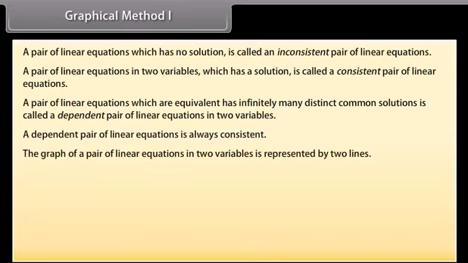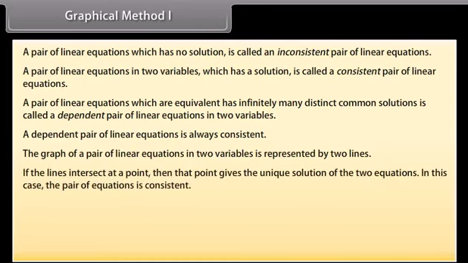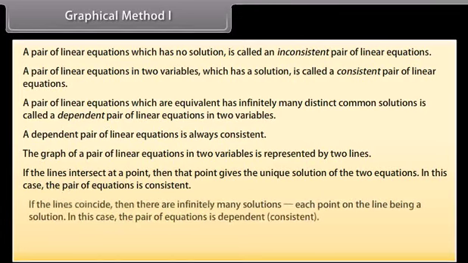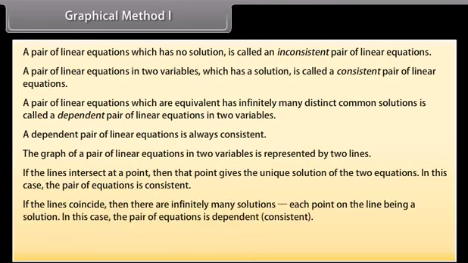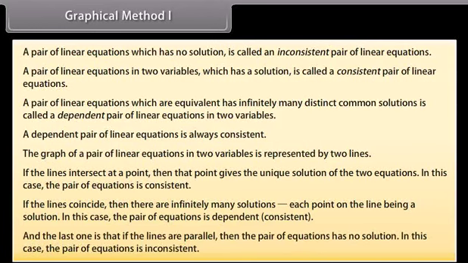The graph of a pair of linear equations in two variables is represented by two lines. If the lines intersect at a point, then that point gives the unique solution of the two equations. In this case, the pair of equations is consistent. If the lines coincide, then there are infinitely many solutions, each point on the line being a solution. In this case, the pair of equations is dependent, consistent. And the last one is that if the lines are parallel, then the pair of equations has no solution. In this case, the pair of equations is inconsistent.